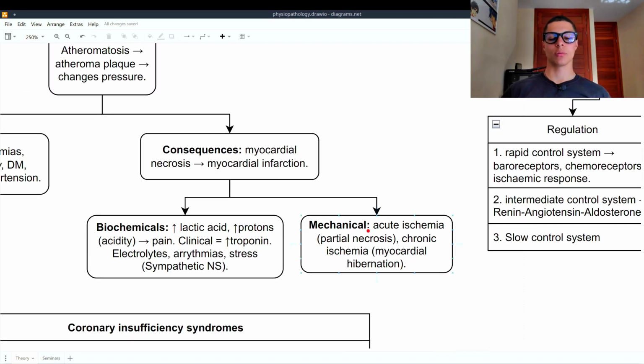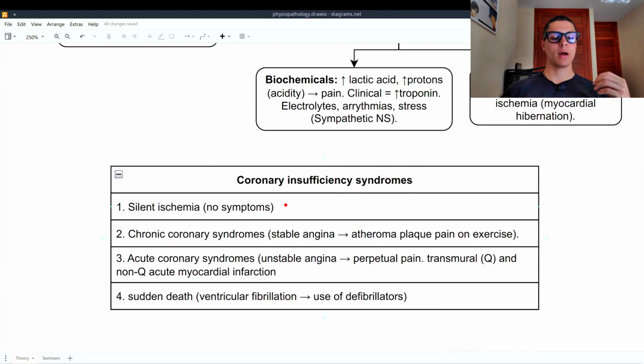And then we have the mechanical, which can be either an acute ischemia or a chronic ischemia. The acute one, partial necrosis, the chronic one, myocardial hibernation. Then we have the coronary insufficiency syndromes. The silent ischemia, when we have no symptoms.